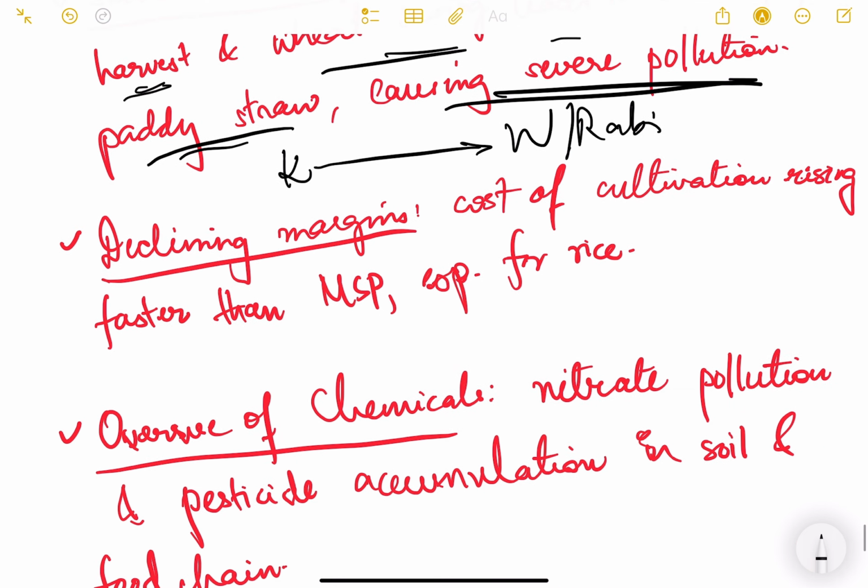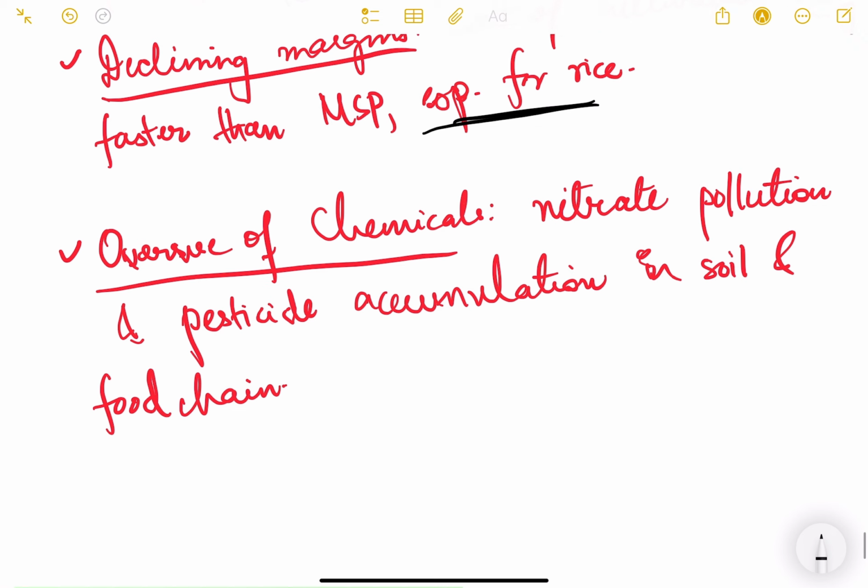Declining margins. The cost of cultivation is rising faster than the MSP, especially for rice. Another important problem: overuse of chemicals, nitrate pollution, and pesticide accumulation in soil and the food chain. Also water pollution is happening, with groundwater, rivers, canals, and small streams getting polluted because of overuse of chemicals. So the very success of the rice-wheat system has led to ecological stress and environmental problems, and it is signaling a need for diversification towards a sustainable system.